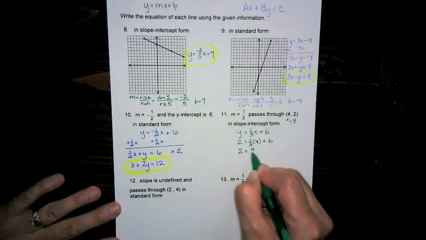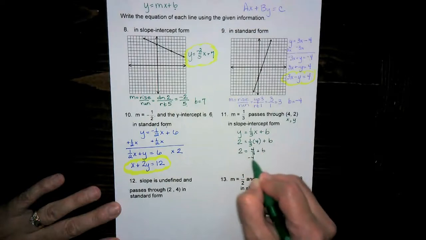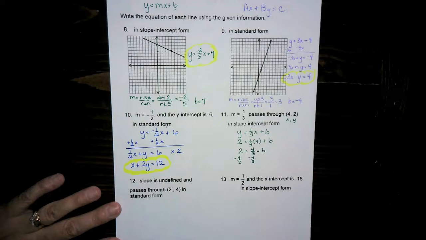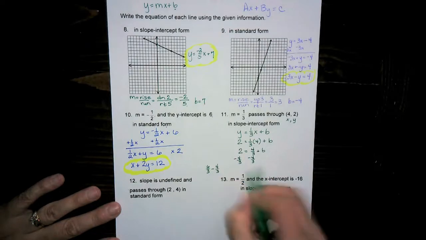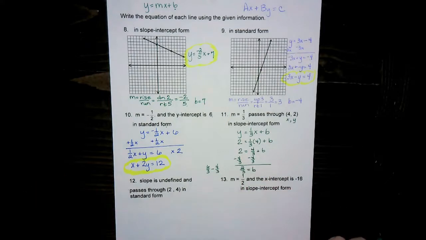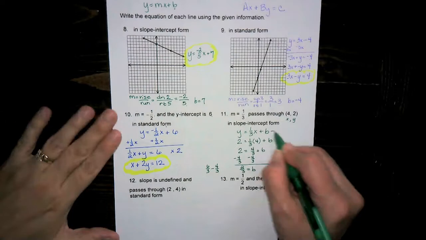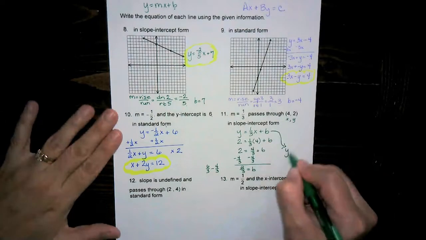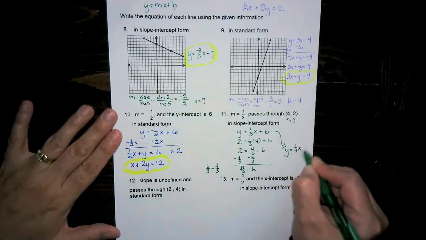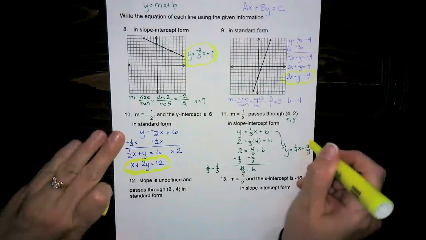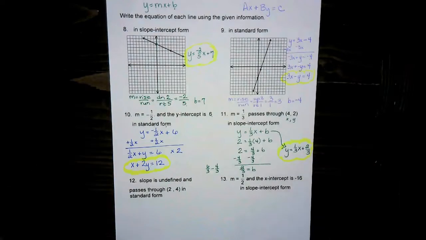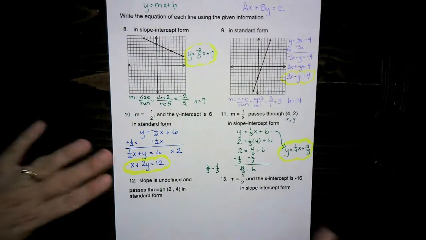So 1/3 times 4 is 4/3. Now I'm going to subtract 4/3 from both sides. Ooh, a little fraction work here. 2 is 6/3 minus 4/3. So that gives me 2/3 for b. Now, that's not my answer. My answer is the equation, but I need the value of b in there. So my answer is y equals 1/3 x plus 2/3. Okay, so good work there on finding b, but making sure that I substitute it back into the equation before I give that final answer.